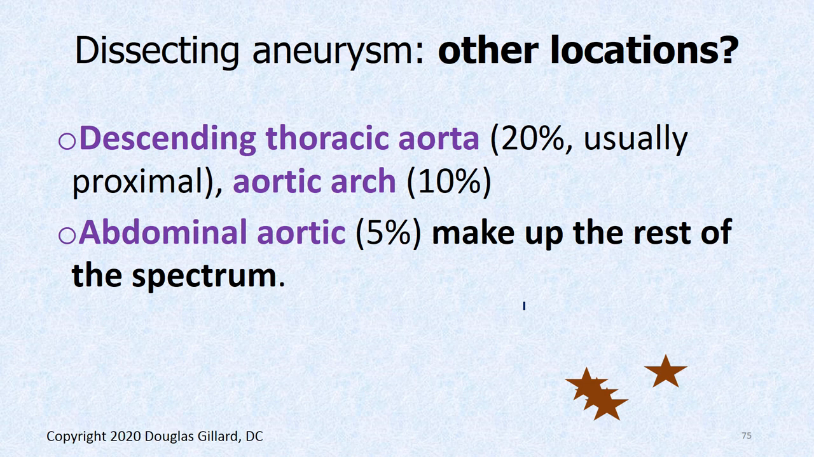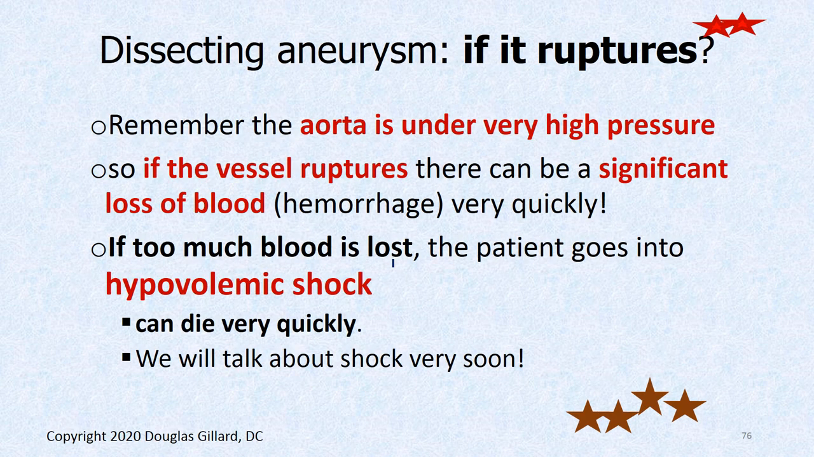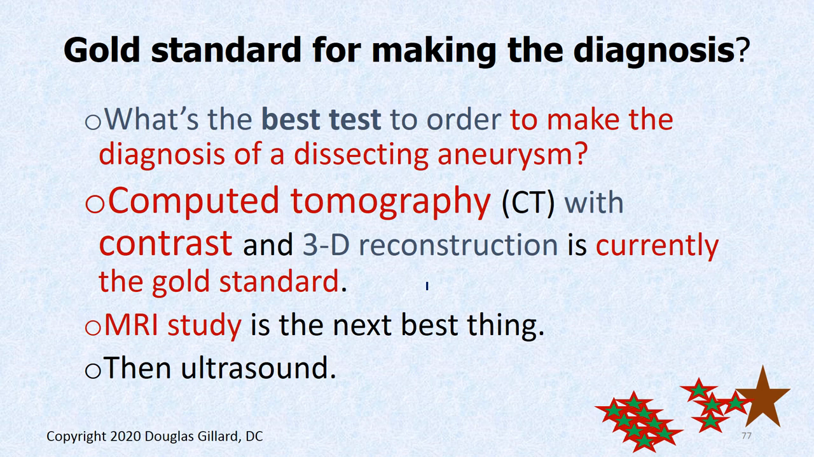We can have dissections in other places, like the descending thoracic aorta. Notice how it goes with pressure here. The aortic arch is pretty hard to get a dissection in because it has all those pipes coming off of it. It's only 10% in the aortic arch itself. The abdominal aorta makes up about 5% of dissecting aneurysms. If it ruptures, no good, right? It's under high pressure, so you'll bleed and your blood pressure will drop like a stone, and you could well go into hypovolemic shock. We'll talk about a little saving grace for at least abdominal aortic aneurysms. But yeah, it's very serious up in this area. Death is imminent unless you're really close to a hospital.